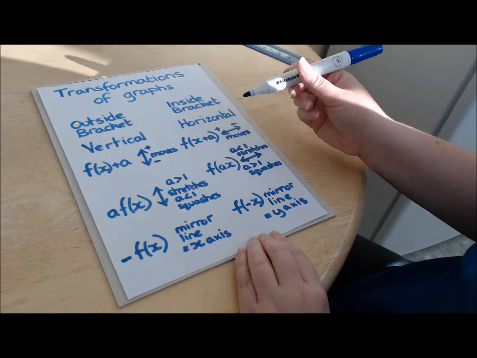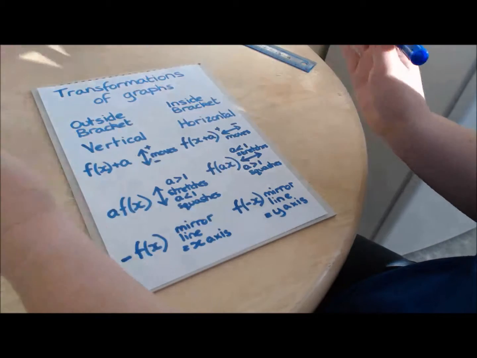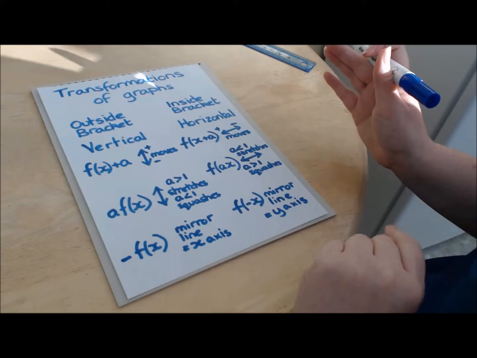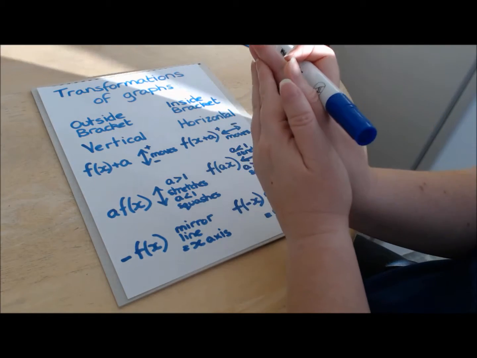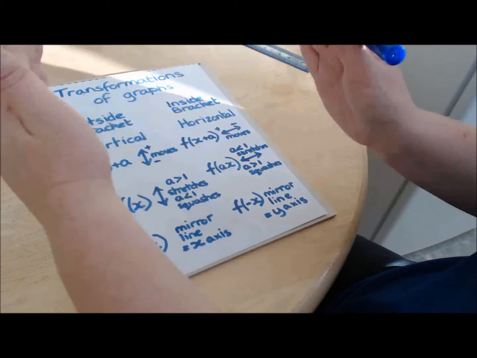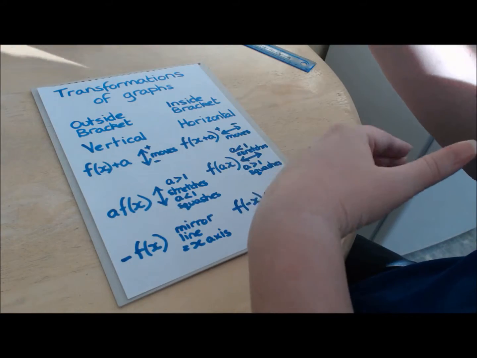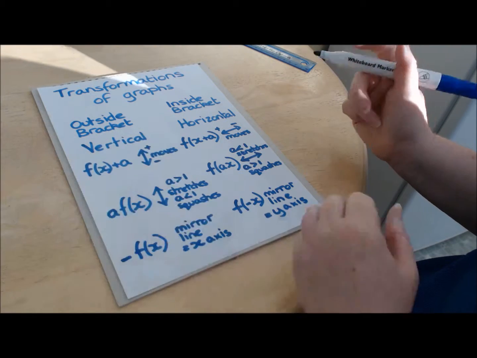And just like we've just been mentioning, it's going to do the opposite of what you think. So it will stretch it when your a is less than 1. So for example, if we had a half x in there, it would make everything twice as wide as it was before. It doesn't affect the height of the graph, it's only going to affect how wide the graph is.